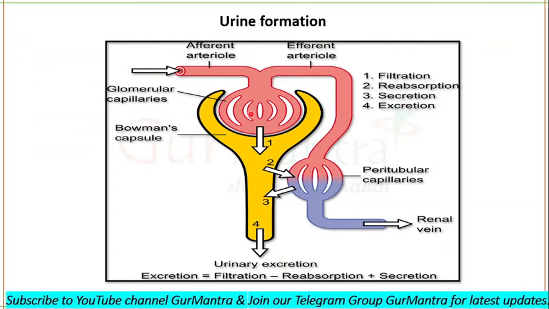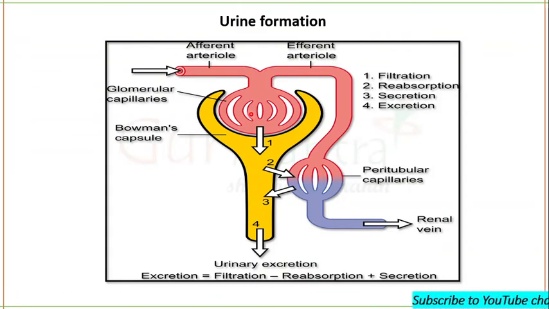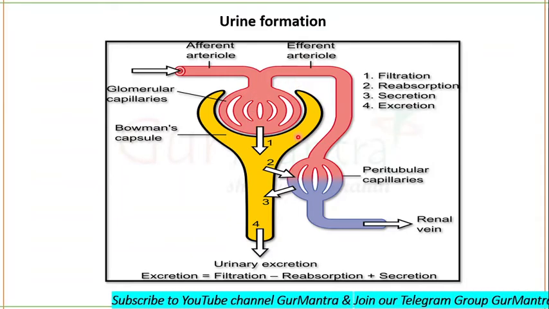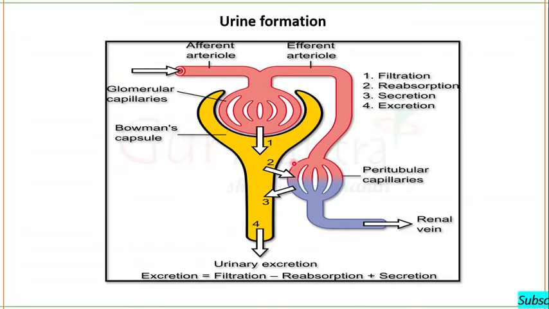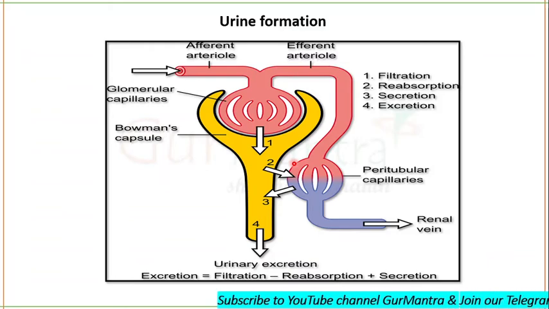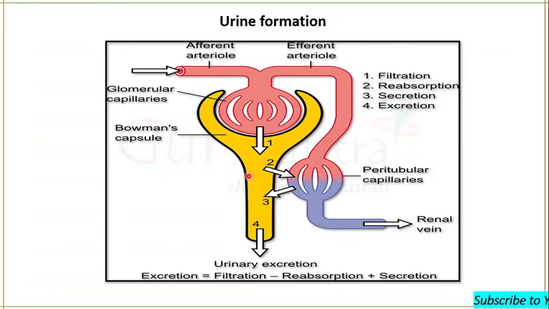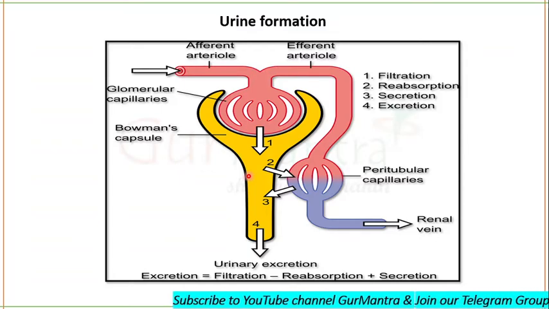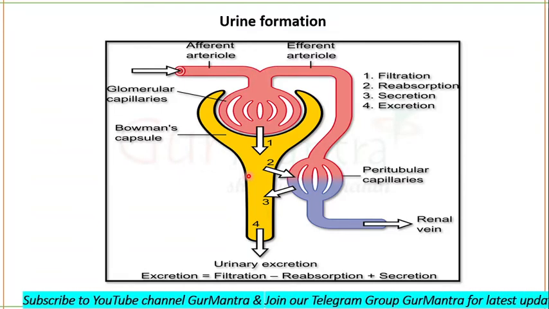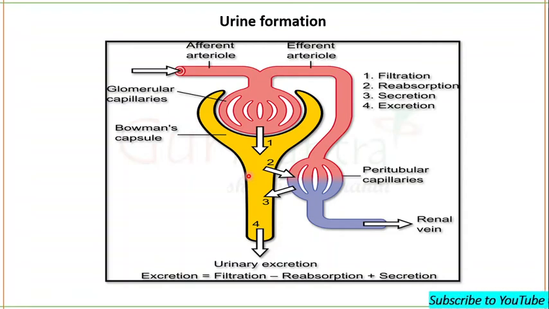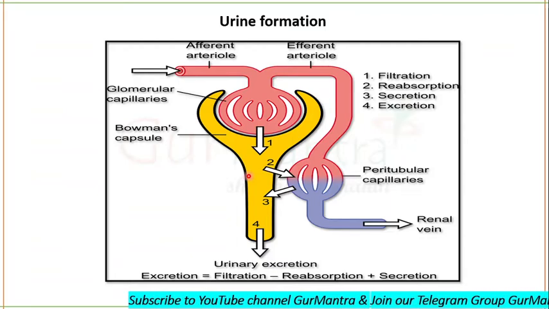What is the glomerular filtration rate? The amount of filtrate formed in all the renal capsules of both kidneys per minute is called the glomerular filtration rate. In a healthy person it is approximately 125 ml per minute, which becomes 7.5 liters per hour and 180 liters per day. But 99% of this filtrate is reabsorbed. Only approximately 1% is excreted, roughly equivalent to 1 to 1.5 liters.